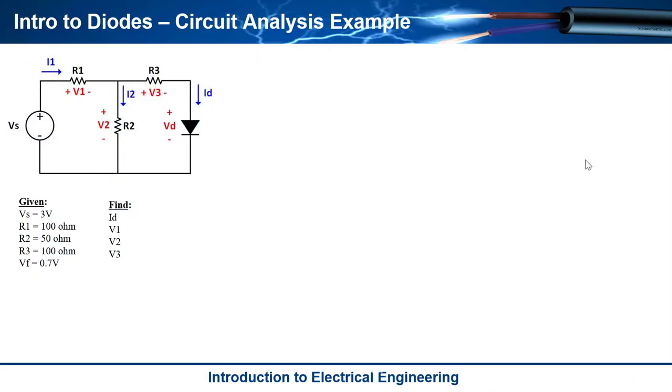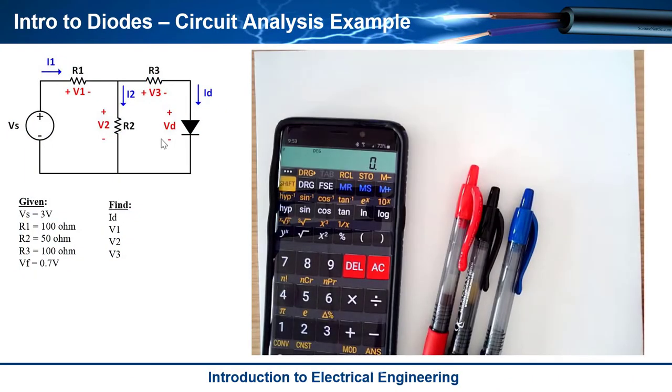Okay, so here's the challenge before us. This is the circuit, and at first glance it appears very complex because it has a lot of different unknowns in it. I want to analyze this circuit with the following given: the power supply is a DC voltage source of 3 volts, and the resistors are R1 is 100, R2 is 50, and R3 is 100. And I know the forward voltage of the diode.